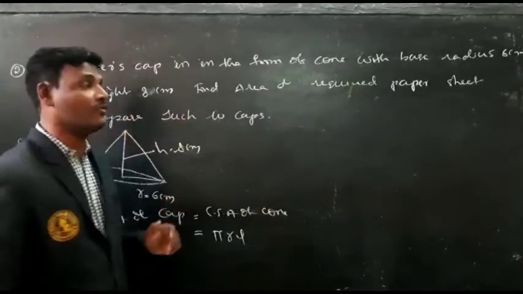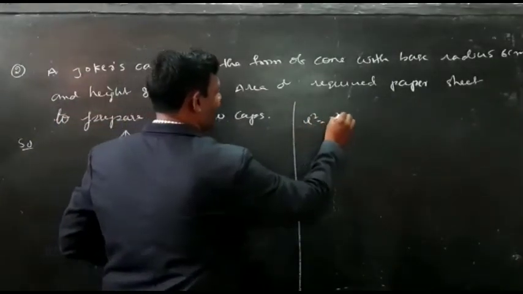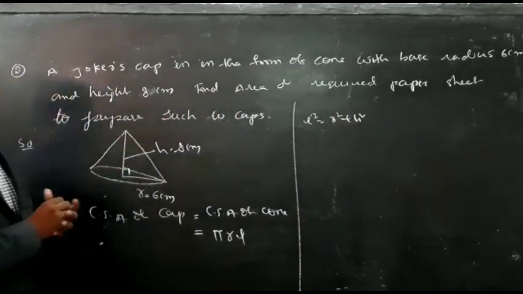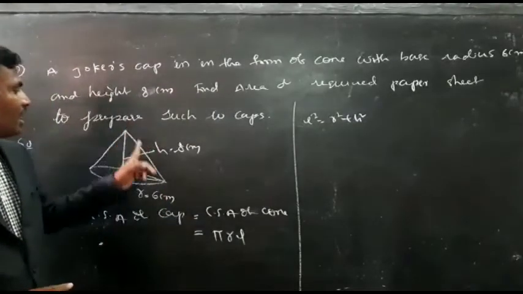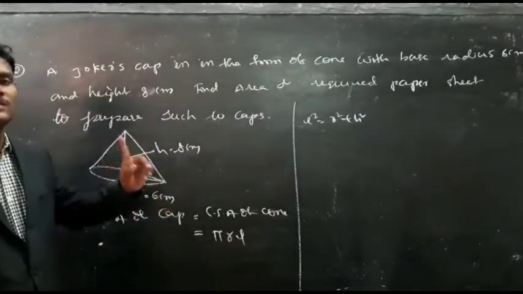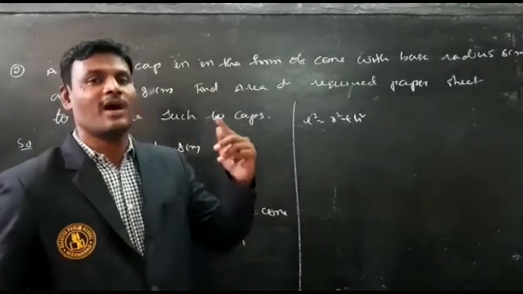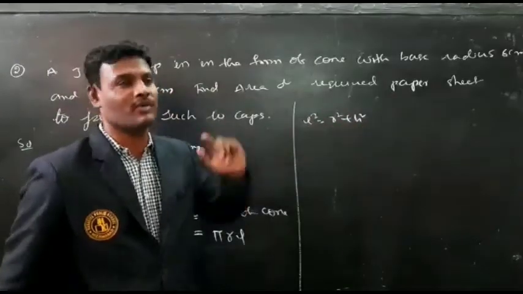What is the formula to find the value of the slant height? L square is equal to R square plus H square. Why? Because here one right angle triangle is formed. According to Pythagoras theorem, the square of one side is equal to the sum of the squares of the other two sides. By using that, we can write the formula of the slant height. L square is equal to R square plus H square.